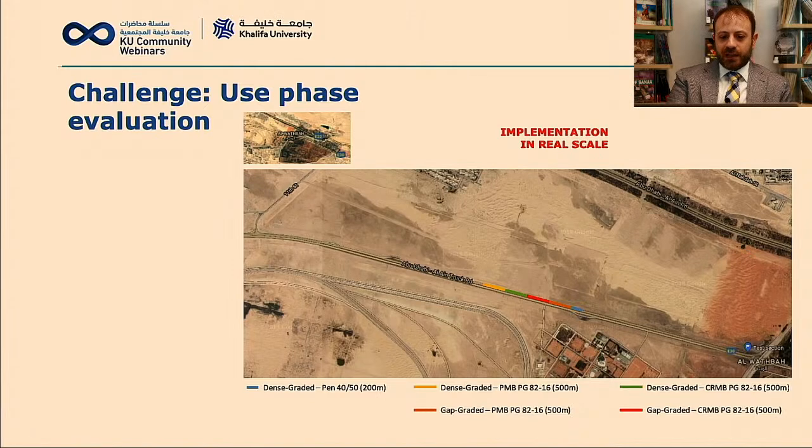The blue one at the very beginning on the right side in this picture has been constructed with a traditional material commonly used here in Abu Dhabi. Then there are 4 other sections, 2 of them with crumb rubber, and the other 2 constructed with polymer modified bitumen as a comparison. From time to time, once or twice per year, we go on site to do some measurements of the distresses on the pavement structure.